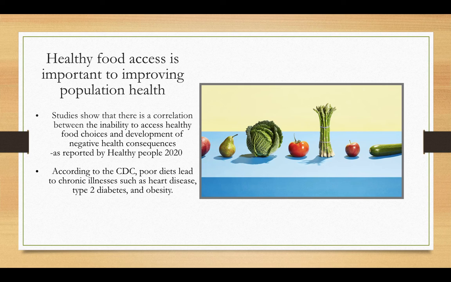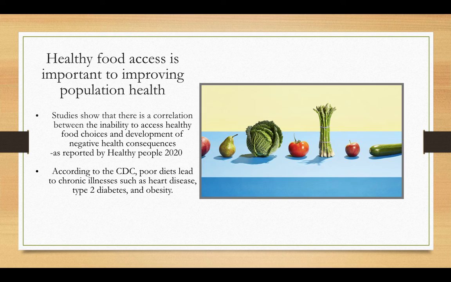Healthy food access is important to improving population health. According to Healthy People 2020, studies show that there is a correlation between the inability to access healthy food choices and the development of negative health consequences. Examples given by Healthy People 2020 included a study conducted in California that showed a higher risk of obesity and diabetes in communities with fewer fresh food produce sources and a large amount of fast food restaurants and convenience stores.